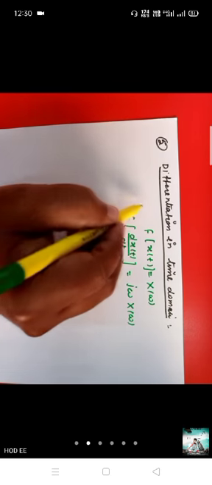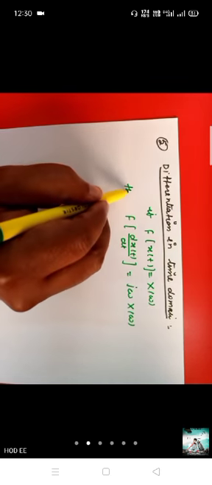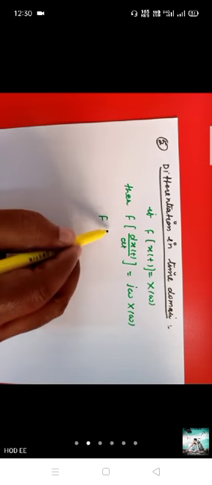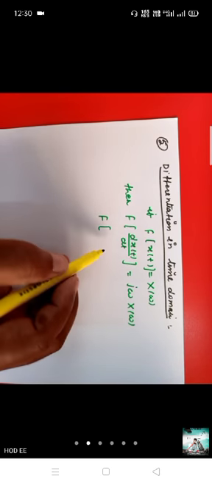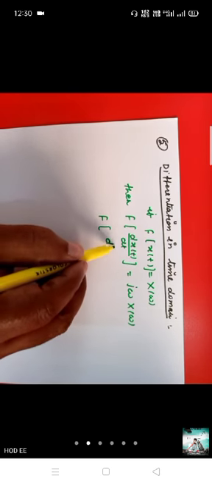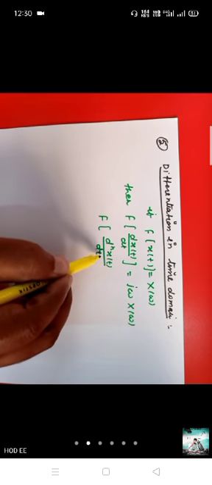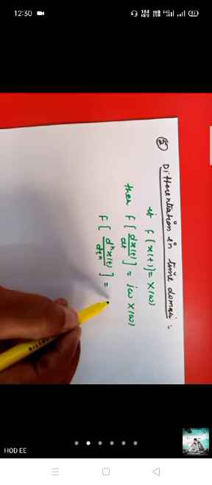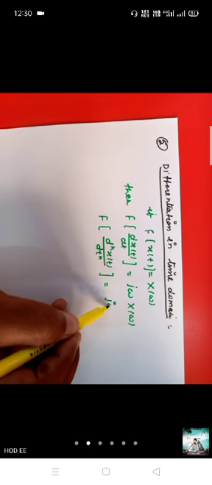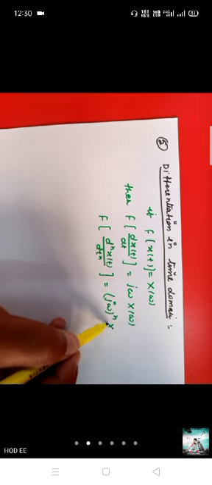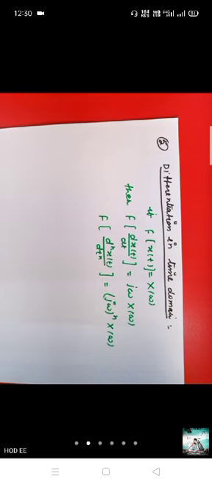Now if we have to calculate the Fourier transform of the nth derivative, that is d^n x(t) by dt^n, it will be equal to (j omega) to the power n times X(omega). Simple. If you are taking the first derivative, take n equal to 1. If you are taking the second derivative, put n equal to 2.